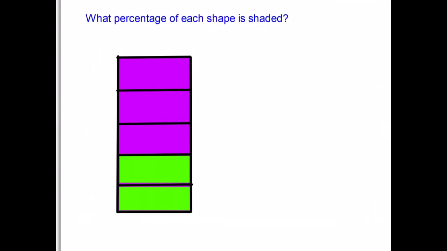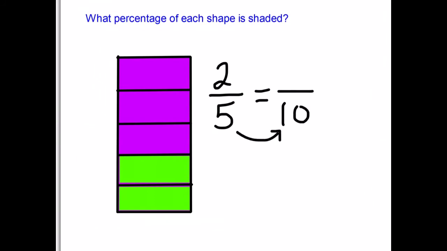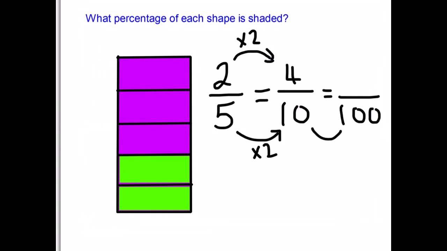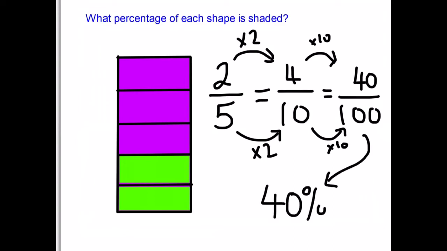My next shape, I have to work out how much of it is shaded green. Well, we have 5 pieces in our shape altogether. 2 of them are green. Now, I'm going to turn it first into tenths, because it's pretty easy to work with. 5, I've just times it by 2 to get to 10. I'll do the same to the top, times it by 2. So now I've got 4 tenths. That's an easy conversion to make it into 100ths. So I times the bottom by 10. Do the same to the top. So we end up with 40 100ths, which is 40% of our shape is green.